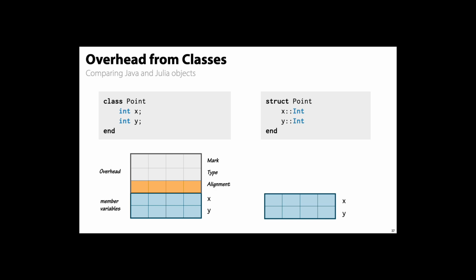If you compare this to Julia, but that kind of also applies to languages like C and C++, you don't get this kind of overhead, or at least not most of the time. Instead, the values are unboxed. You just have the X and the Y that you're actually interested in.